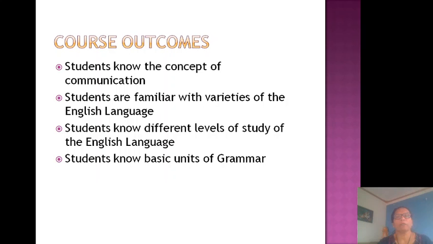Let me explain the course outcomes of this paper. First, students know the concept of communication. Students are familiar with varieties of the English language. Students know different levels of study of the English language, and students know basic units of grammar.